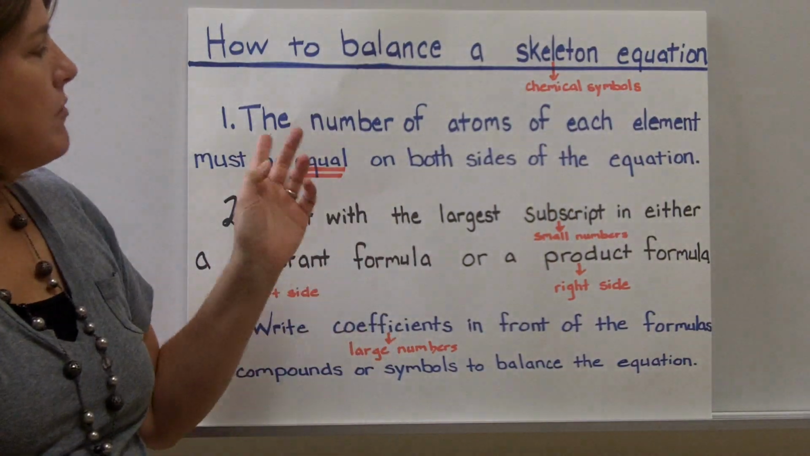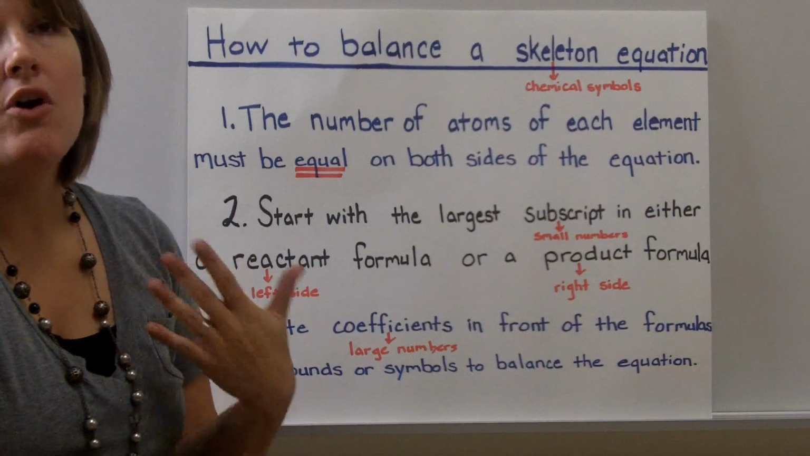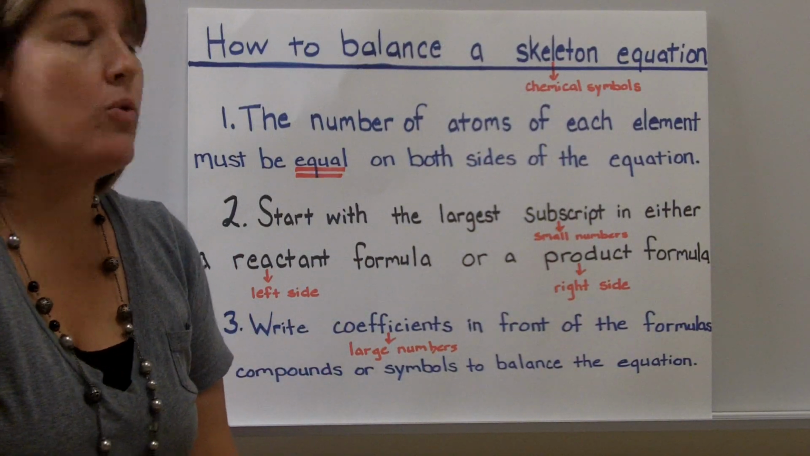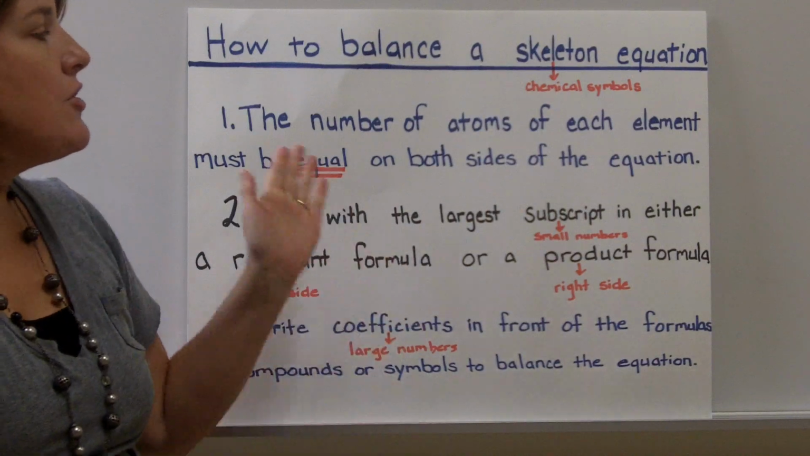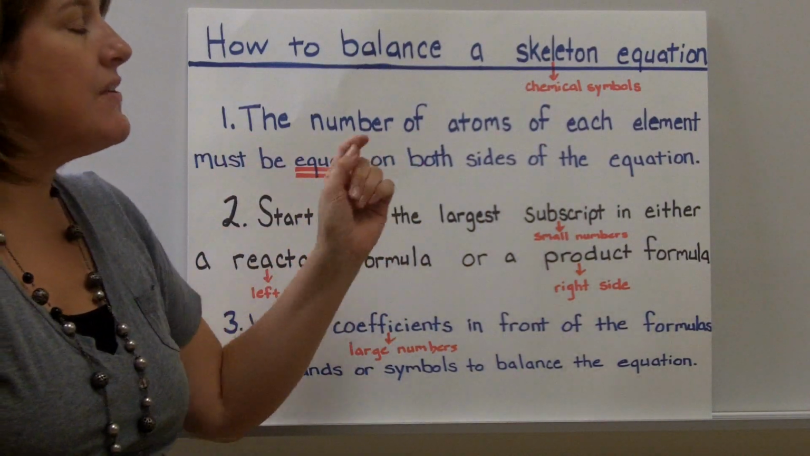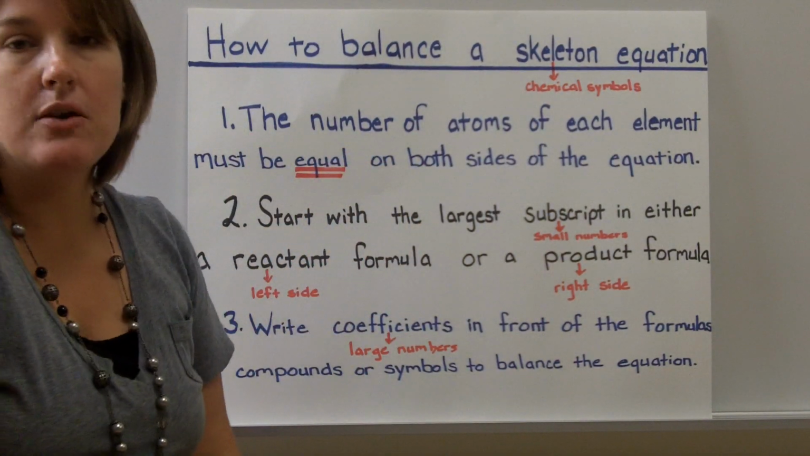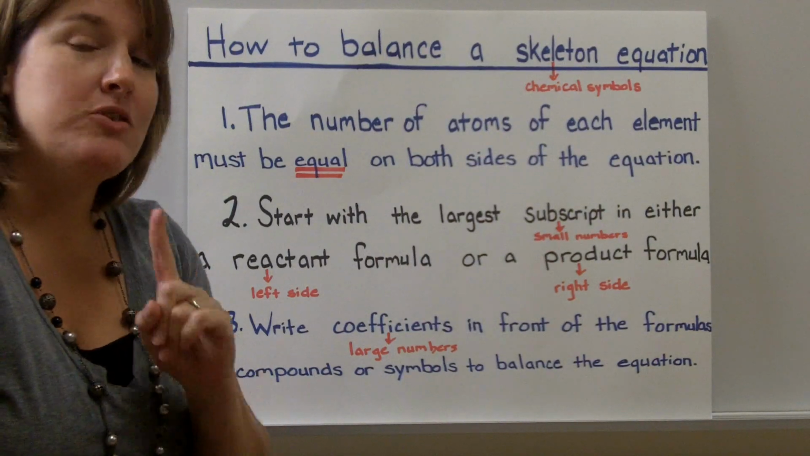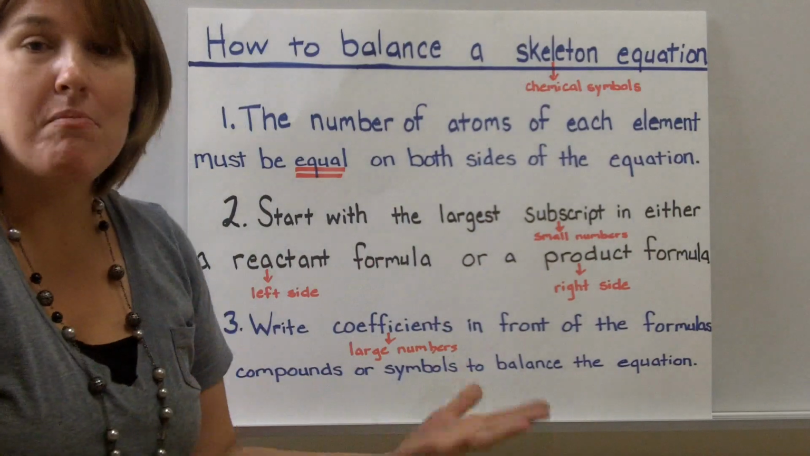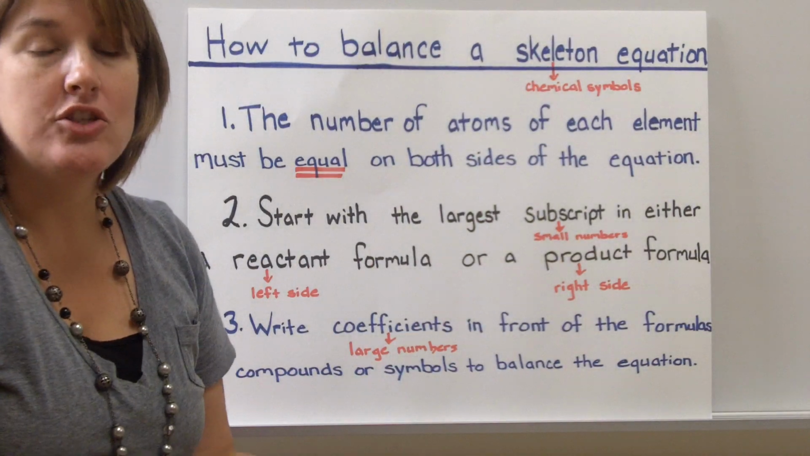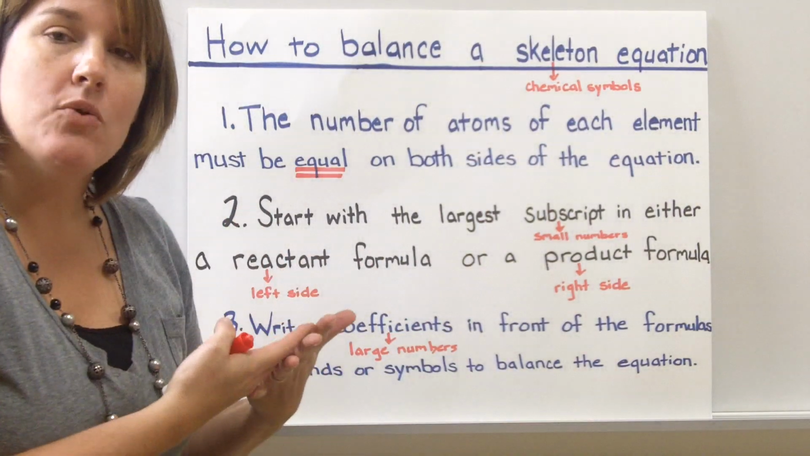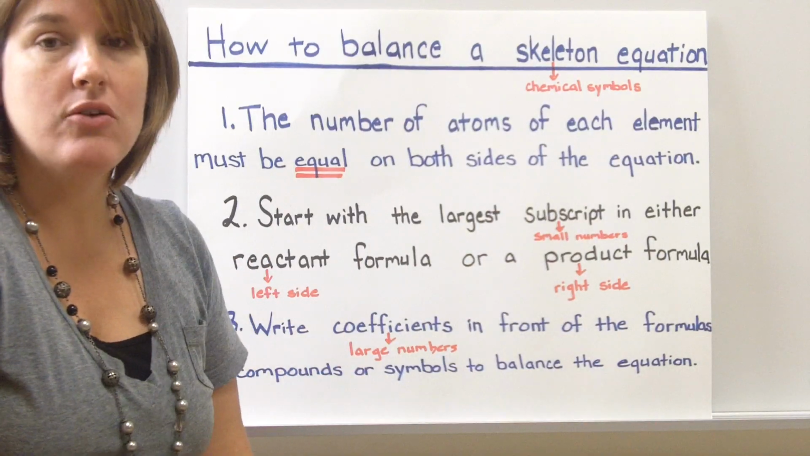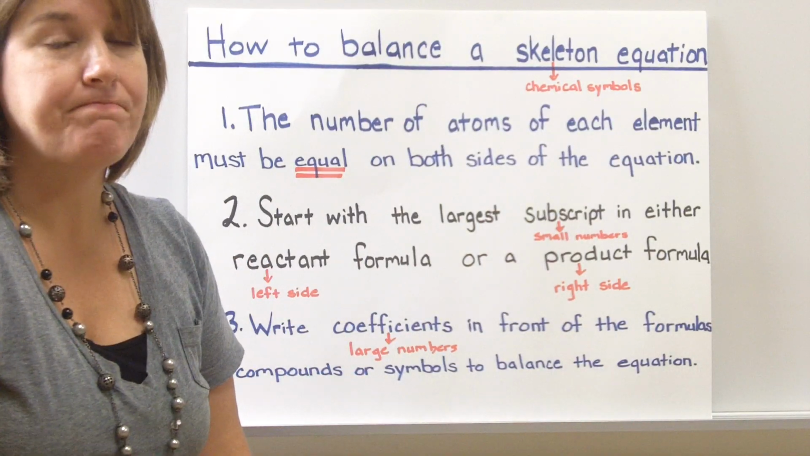Okay, the most important thing to remember makes us recall the law of conservation of mass that says matter can neither be created or destroyed. Therefore, we know that the number of atoms of each element must be equal on both sides of the equation. That means something as small as one atom cannot be created or destroyed. So if it comes in on the left side of the equation, the reactant side, it's going to still be there on the product side or the right side of the equation.